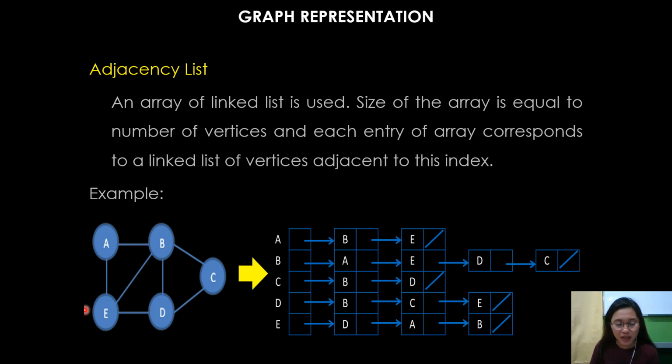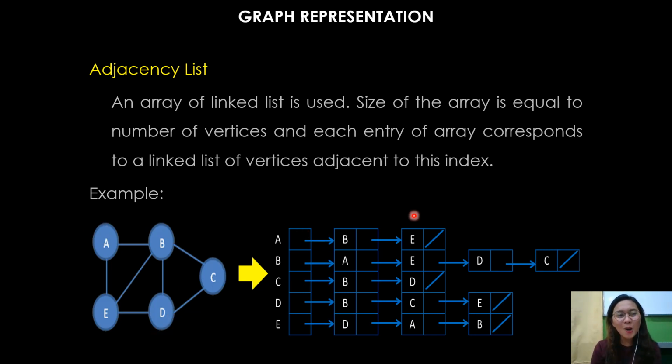And the last one is vertex E. As you see, vertex E is connected to vertex D, vertex A, and it's connected to vertex B. So in here, you can see that vertex E is connected to vertex D, vertex A, and vertex B. And this is the adjacency list. And this is the corresponding adjacency list of this undirected graph.